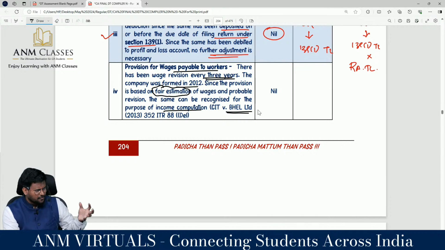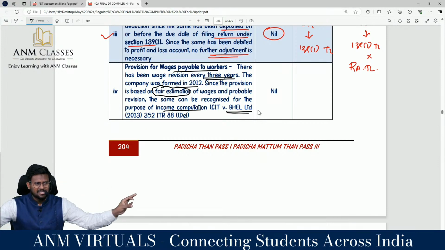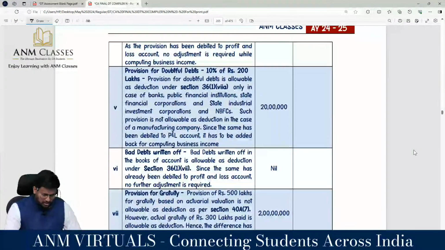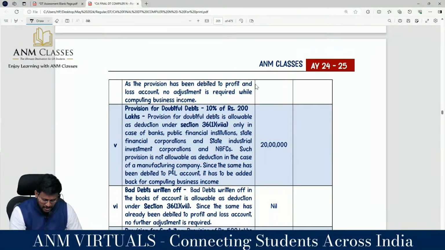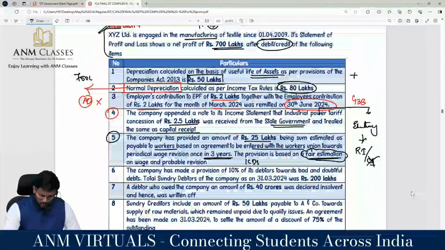So this is a specific case law which was there in the statutory update of that attempt, so it has been asked as an examination question. For our exam, what will be asked? What is there in your statutory update will be asked. So this can be claimed as a deduction. So no adjustment is required. As the provision has been debited to the P&L account, no adjustment is required while computing the business profit. Clarity? I am moving to the next point.